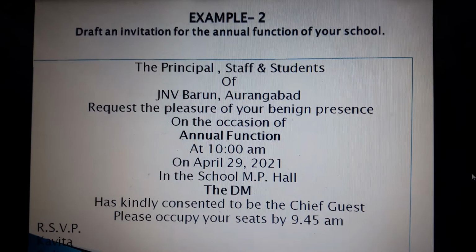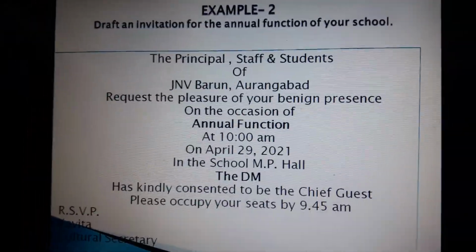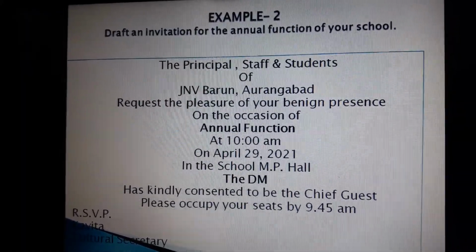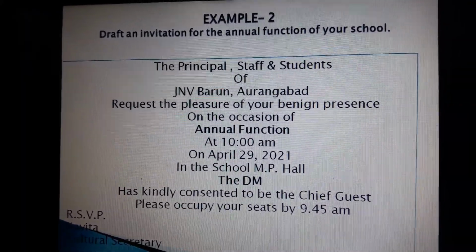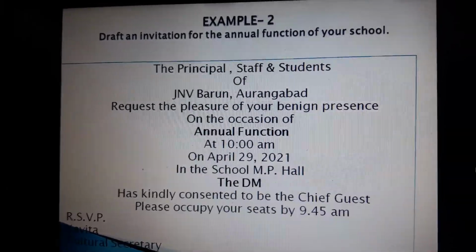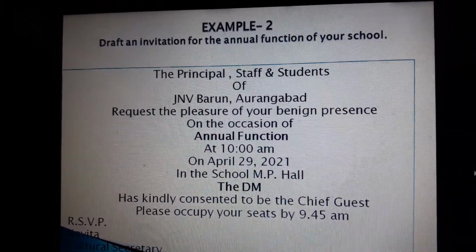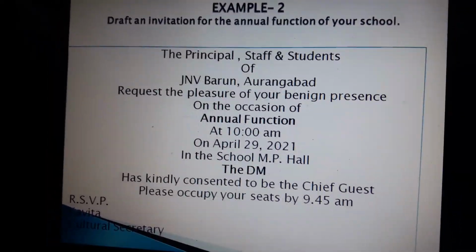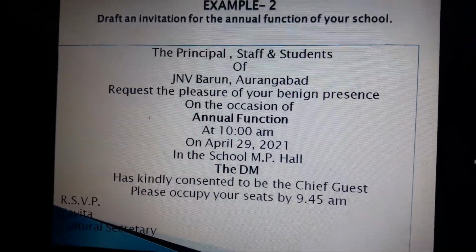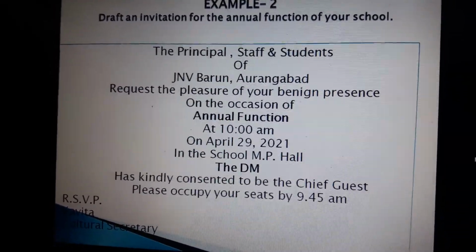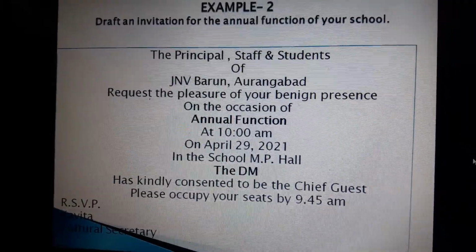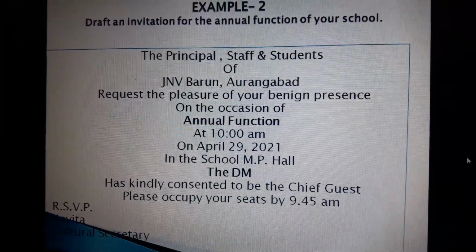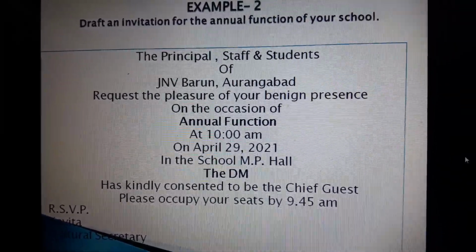Then there is one more example. Draft an invitation for the annual function of your school. So here you will not write the name of the principal because the school doesn't belong to him only. So you will write here the principal, staff and students of. Then you will mention the name of the school. If in the question the name of the school is mentioned, then the same. Otherwise you can imagine the name of any school or organization and write. So I have written here JNV Varun Aurangabad.